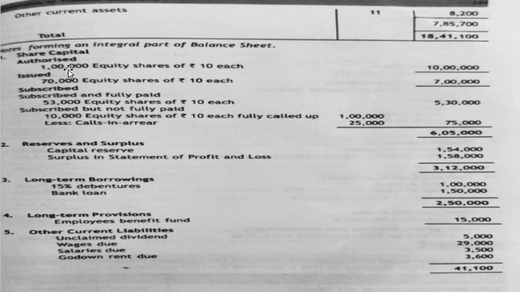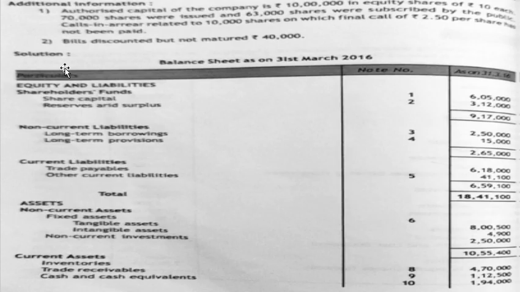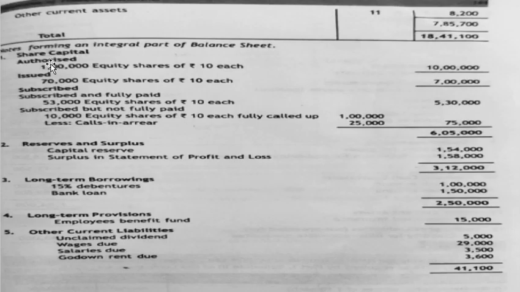So now first we have authorized shares. As per the adjustment, the authorized capital given in the question is 10 lakh in equity shares of rupees 10 each. So 10 lakh divided by 10 will give you 1 lakh equity shares of rupees 10 each, and 10 lakh is the amount which has been authorized.